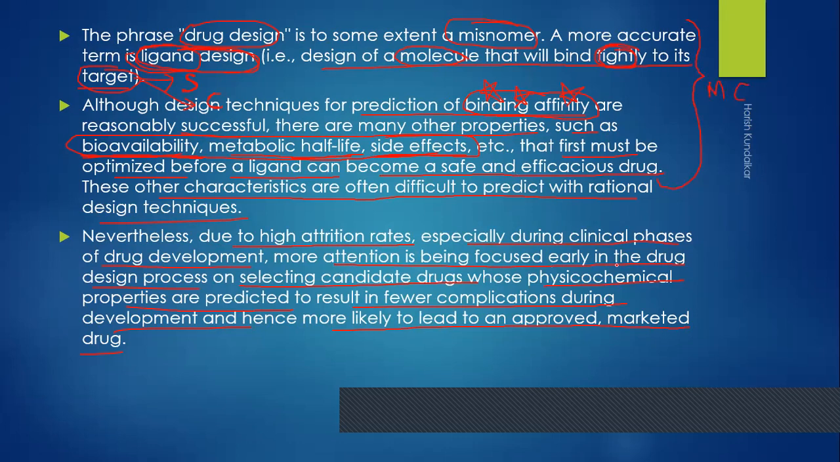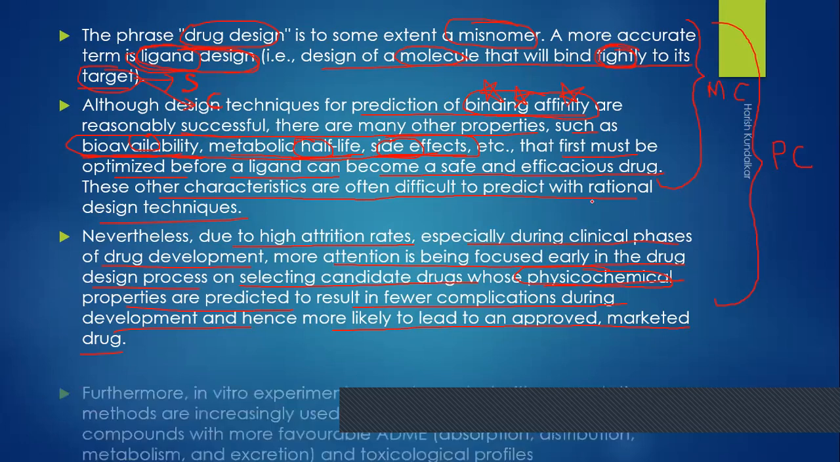But when we think of the physicochemical properties as well, when we think of bioavailability, metabolic half-life, side effects, etc., when we are trying to design a drug, then that entire ambit, that entire arena would be called pharmaceutical chemistry. So pharmaceutical chemistry is not only trying to design molecules, but also going ahead and designing molecules that will actually go on to become drugs by taking into consideration the physicochemical properties, metabolic half-life, bioavailability, side effects, etc.